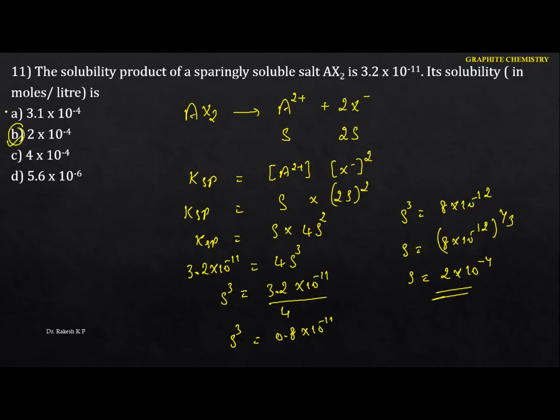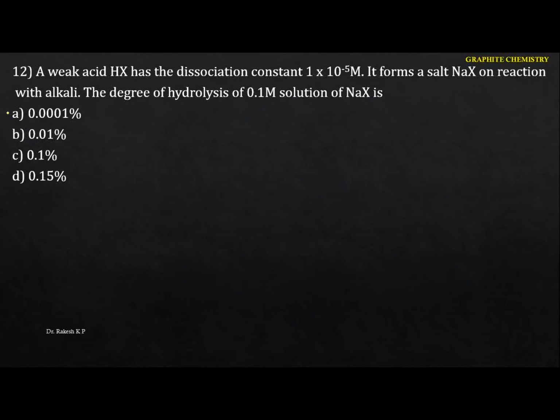Okay, so next one. A weak acid HX has the dissociation constant 1 into 10 to the power of minus 5. It forms a salt NaX on the reaction with alkali. The degree of hydrolysis of 0.1 molar solution of sodium halide. Okay, just consider this one here. If you do the hydrolysis for the sodium halide, what you are going to get? We are going to get sodium hydroxide as well as HX.